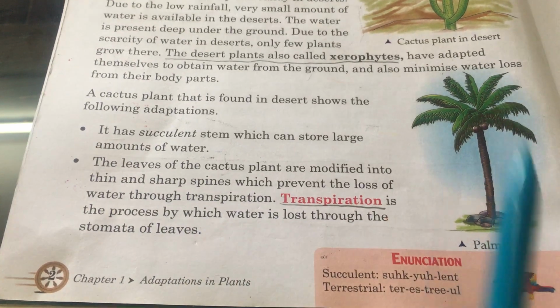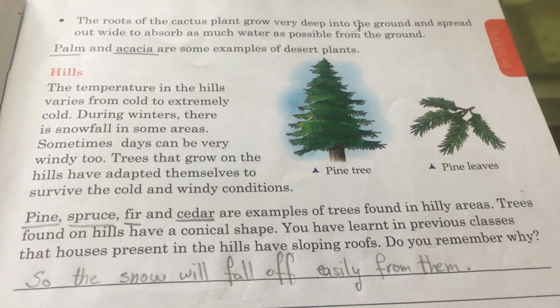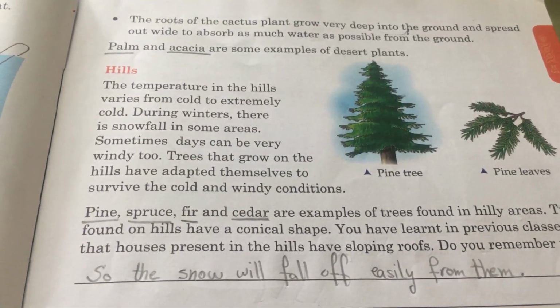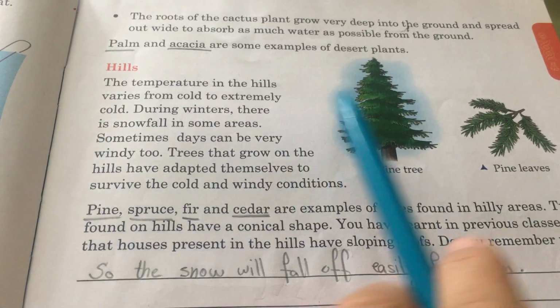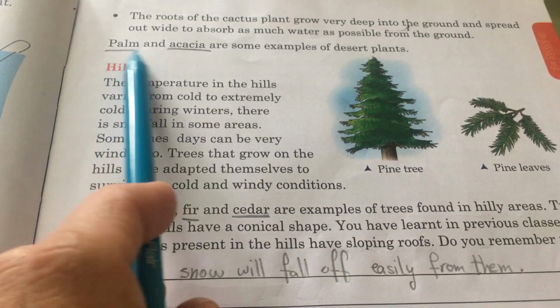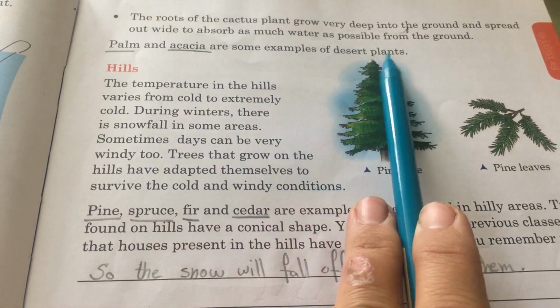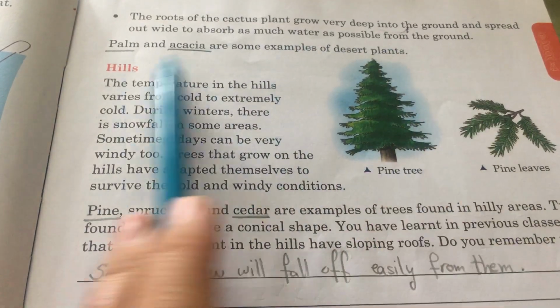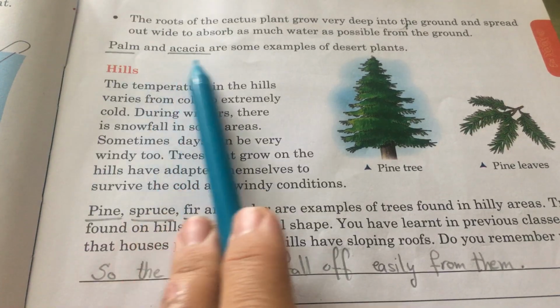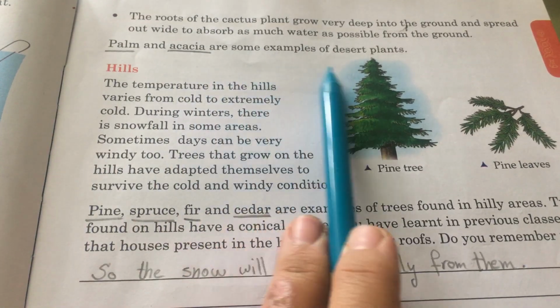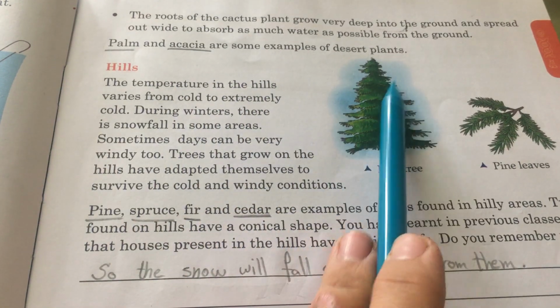This is the palm tree. The roots of the cactus plant grow very deep into the ground and spread out wide to absorb as much water as possible from the ground. Palm and acacia are some examples of the desert plants.